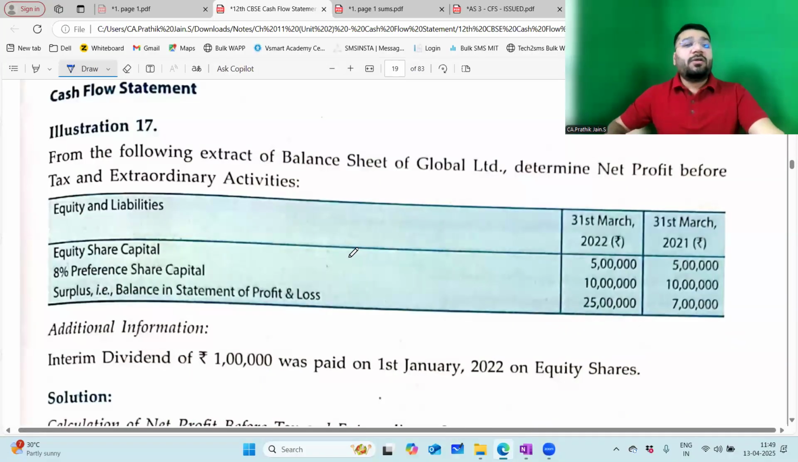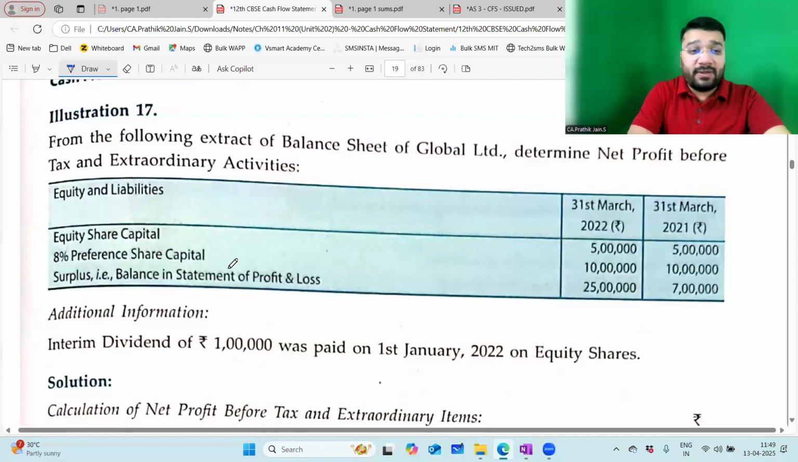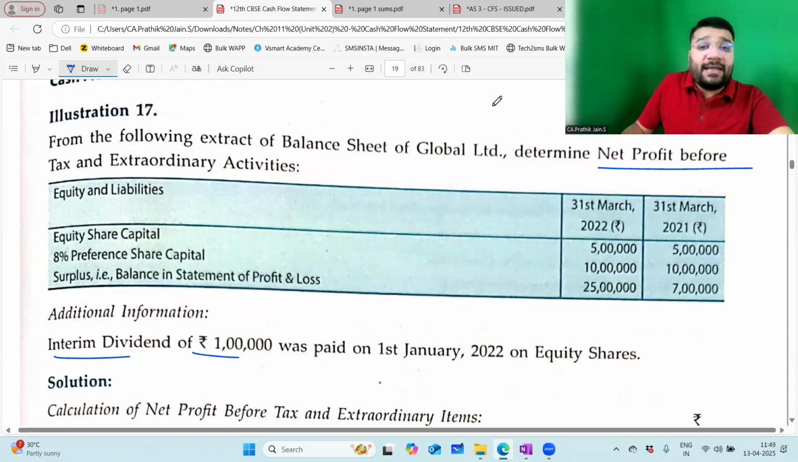Illustration 17. From the following extract of balance sheet of Global Limited, determine the net profit before tax and extraordinary item. Equity share capital is given, 8% preference share capital is given, surplus is given. Interim dividend paid is 1 lakh on the equity shares. Wonderful. Now please tell me, for me to calculate the net profit before tax and extraordinary item, what is the first thing that I need?